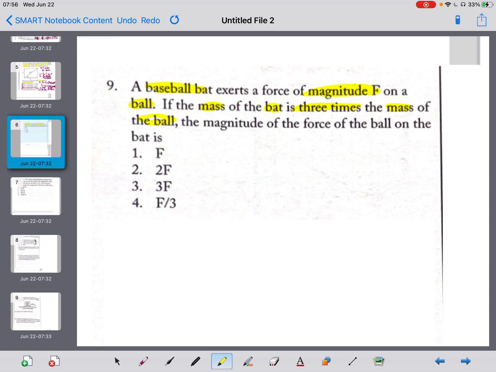So clearly, what would be the force of the ball on the bat? I know there's a lot of stuff going back and forth, so it's something that looks like this, with a ball right here. This is your baseball. They're saying that the bat exerts a force F, and they want to know what's the force that the ball exerts on the bat?